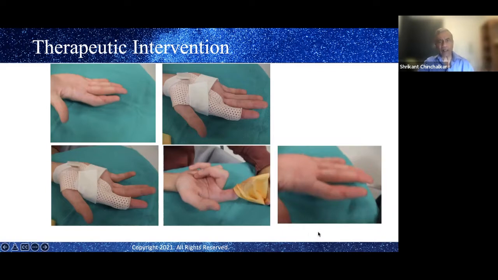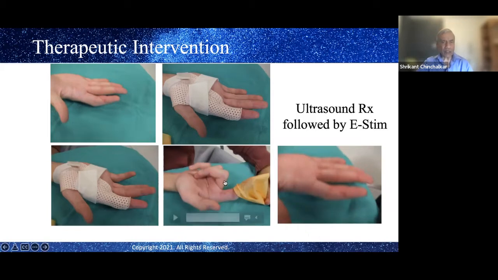However, we have modified the treatment to prevent this from happening, which I'm going to focus on at a certain point. So in addition to the management through splinting and resisted flexion, we may use ultrasound treatment for these individuals and may use electrical stimulation to maximize excursion of flexor digitorum profundus over time.